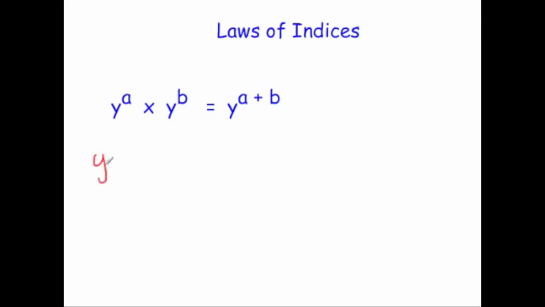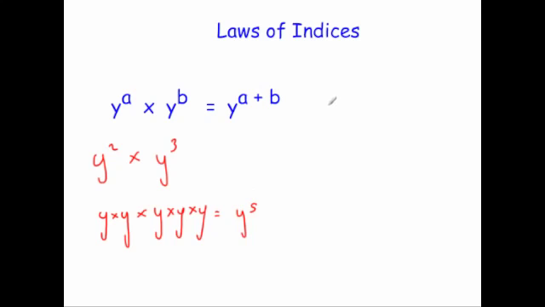So if we had y squared and we multiplied that by y cubed, well, y squared is y times y, and y cubed is equal to y times y times y. And if we times these all together, we're going to have y times y times y times y times y, which should be equal to y to the power of 5, because there's 5 of them. Notice that if you add the powers, 2 plus 3, you get 5. So that's the first law of indices.